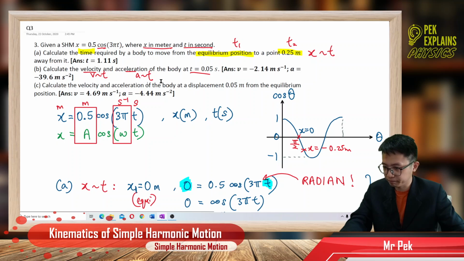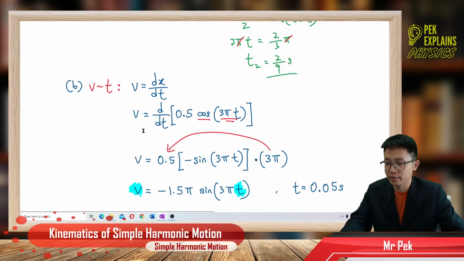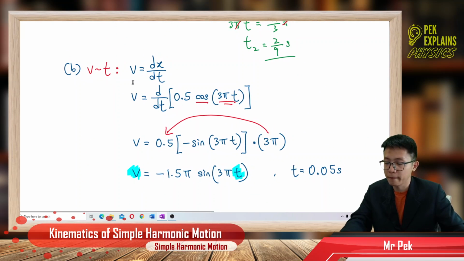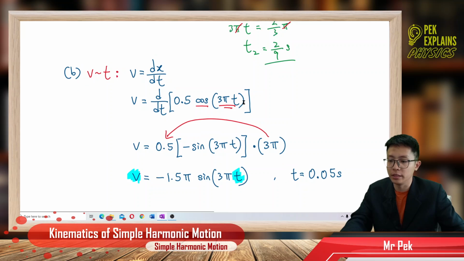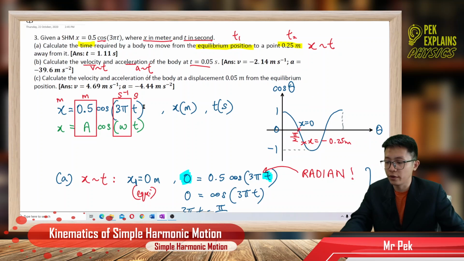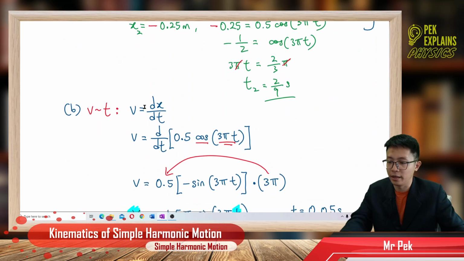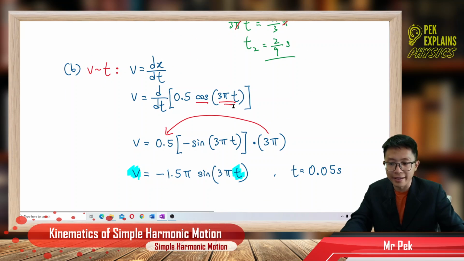Do we have this equation? No, we only have the displacement-time equation. So we need to differentiate. So velocity-time equation is dx/dt. The x equation, displacement equation, is just now 0.5 cos 3 pi t. This time our displacement starts with cos, special, starts with cos, not sine. That's why I want to discuss this equation, because our displacement is a cosine equation.